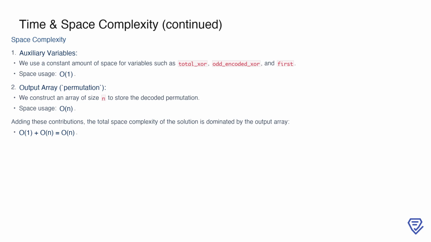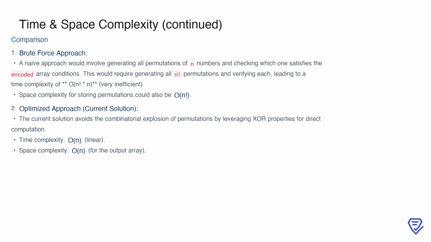When we combine the contributions, the total space complexity of the solution is dominated by the output array, resulting in O(n). This means the algorithm is space efficient, using only linear space relative to the input size. If we compare this optimized approach to a brute force method, the efficiency becomes even more apparent.